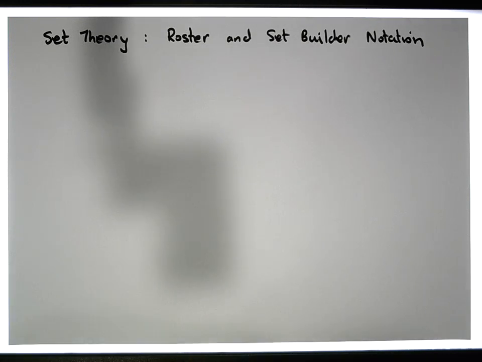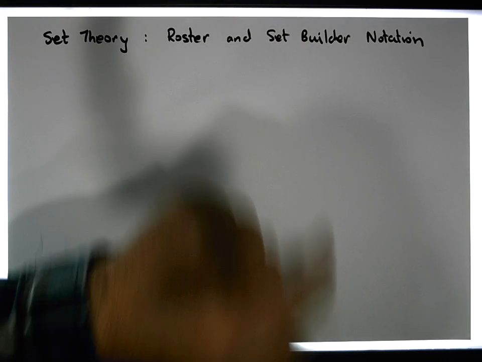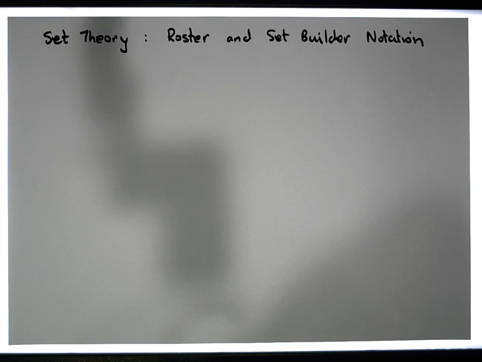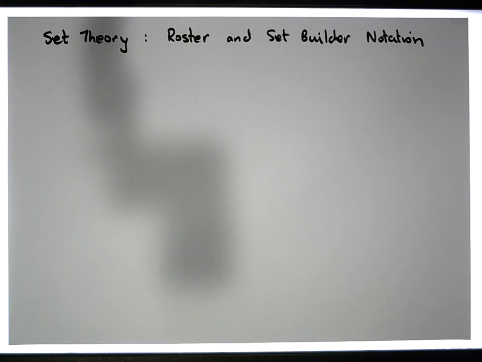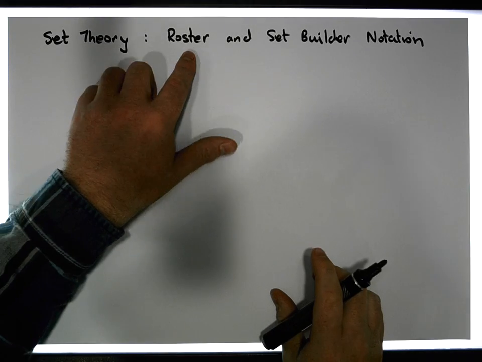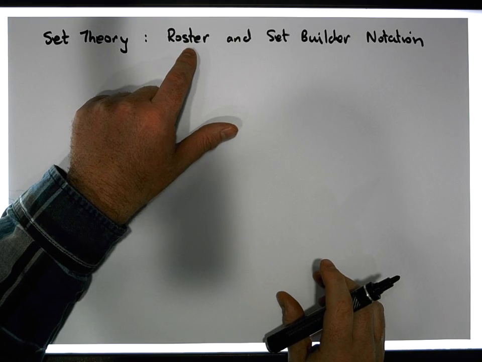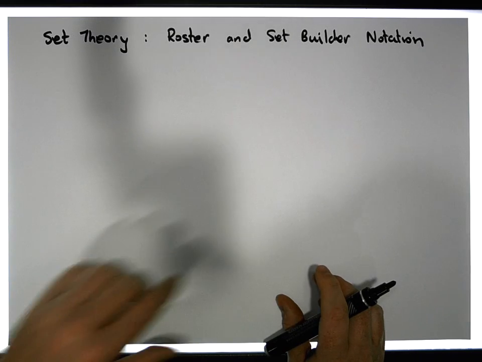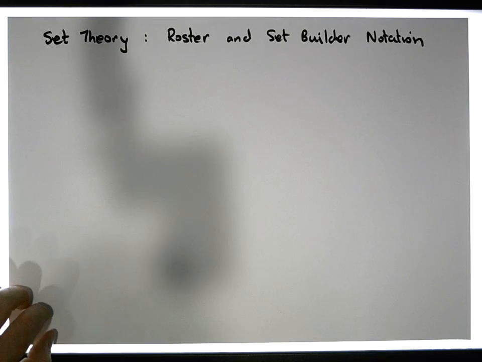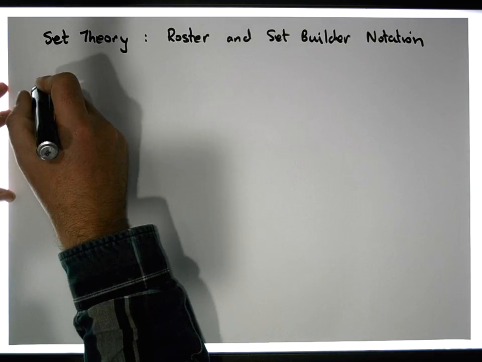This short video, another in our series of videos on set theory, is going to deal with two important types of notation when it comes to representing sets. The first type is roster notation, and the second type is set builder notation. The roster notation is actually quite straightforward, so let's have a look at that first.